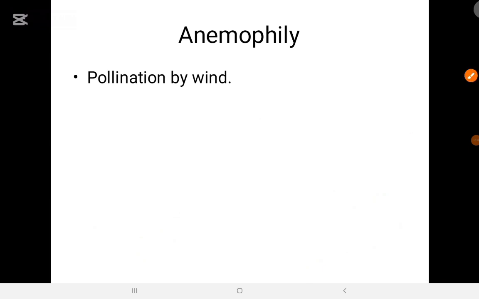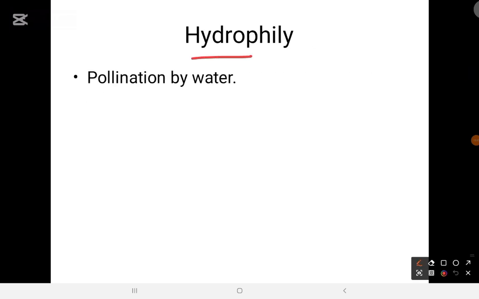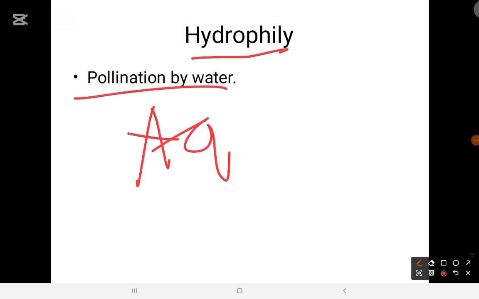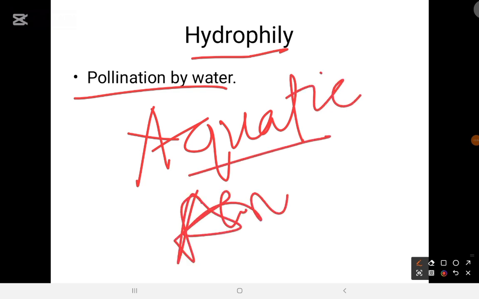Then entomophily is the one that is insect pollinated, while the animal one is pollinated by animals. Let's go to the next one. Hydrophily: hydro means water, so pollinated by water. Of course, those are aquatic plants, aquatic flowering plants, so aquatic angiosperms.